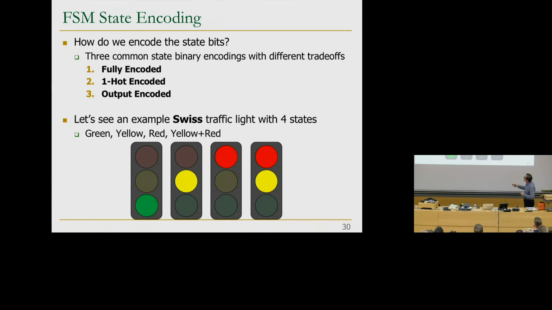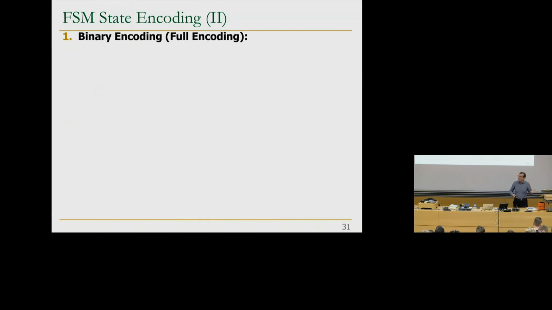So let's try to encode the states. So if you see over here, we have 4 states. What is the minimum number of bits you need to encode 4 states? Yes? 2, exactly. It's basically log2 of 4. So, and that's our encoding. That's called fully encoded. It's also called binary encoding. I don't like the term binary encoding, but your book used it because everything is really binary encoding in the end, right?